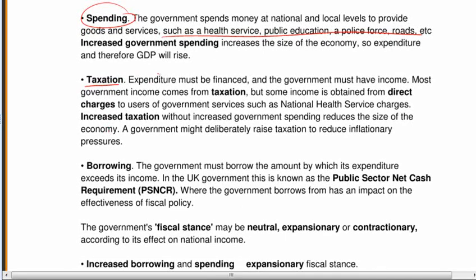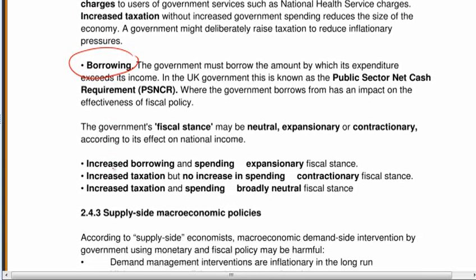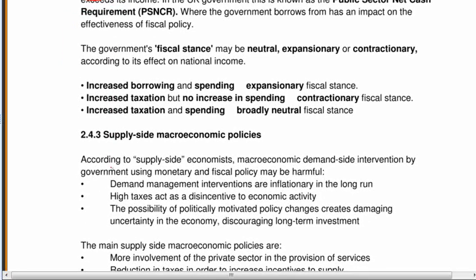Well, that's how we finance a lot of the expenditure. However, if there is a gap, then the government needs to borrow. And we've said, haven't we, that is the public sector net cash requirement. So, if the government increases borrowing and increases spending, that's known as an expansionary fiscal stance or an expansionary fiscal policy.